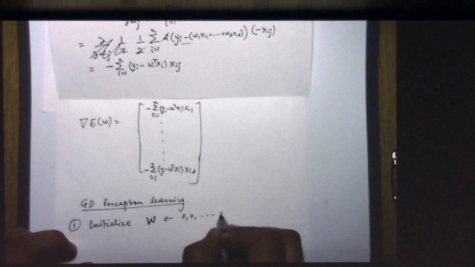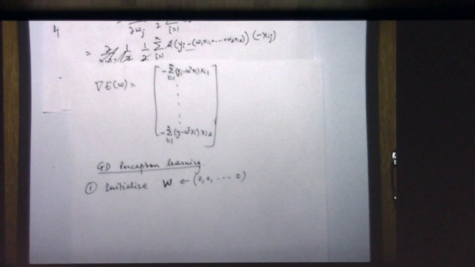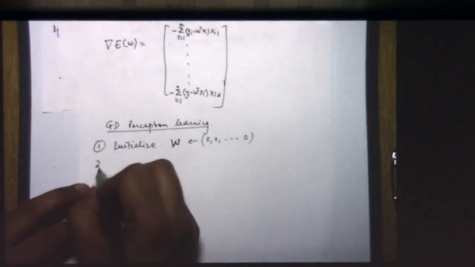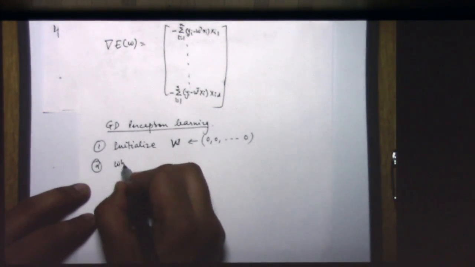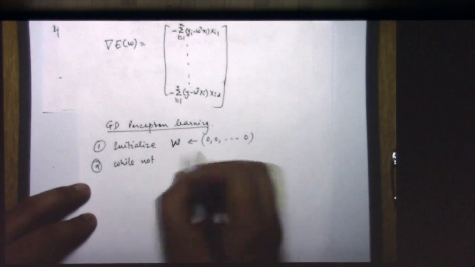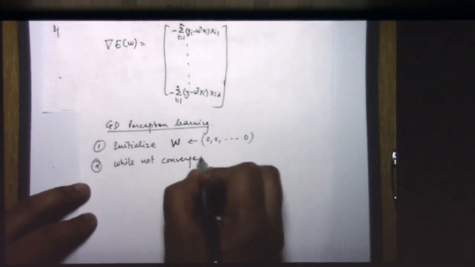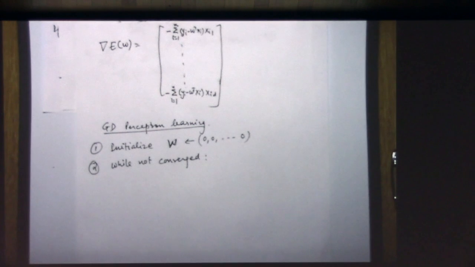Step number 1, we initialize W, our vector, to something. Let's say we initialize it to all zeros, 0, 0. I'll come to this, this is important. The second thing is, while not converged, and I'll come to this later, but let's say there is some way we can say, okay, have we reached the solution?